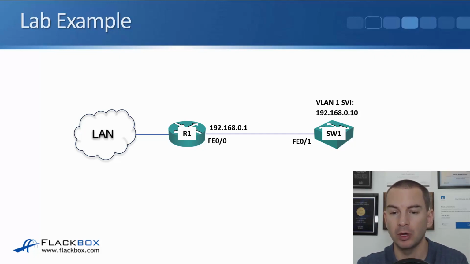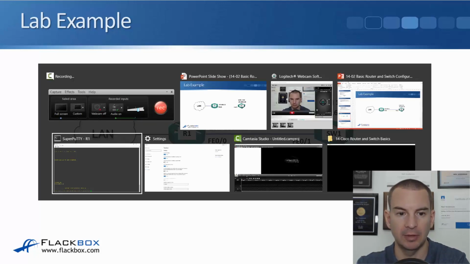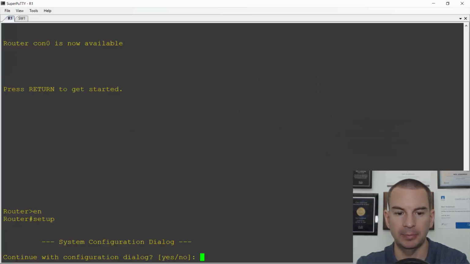And we've got switch 1, which is going to have management IP address 192.168.0.10 on the VLAN 1 SVI, and switch 1 is connected to R1 with interface FastEthernet 0/1. So let's have a look at this in the lab.